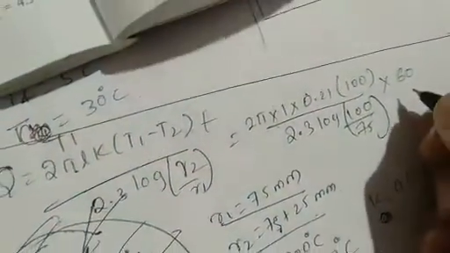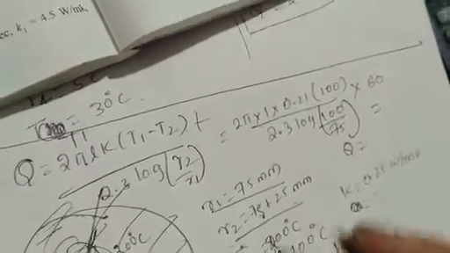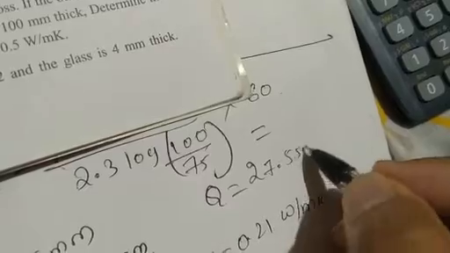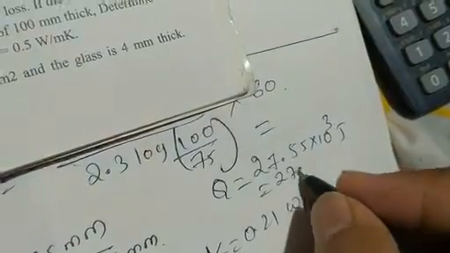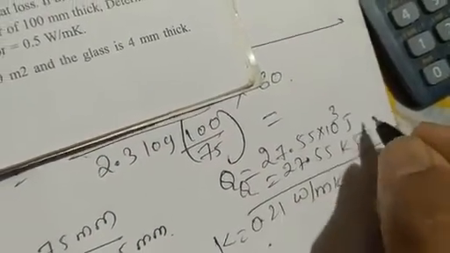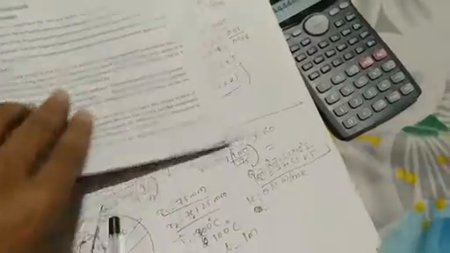So after solving this, what is the Q value? The Q value becomes 27.55 into 10 raised to 3 joules, which is 27.55 kilojoules. So these kinds of problems will appear in your exam.